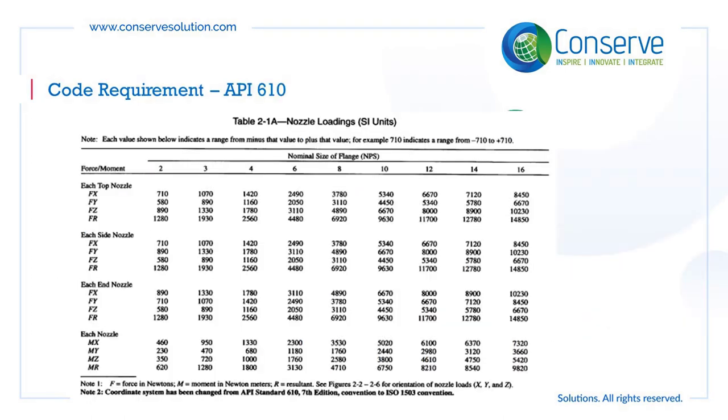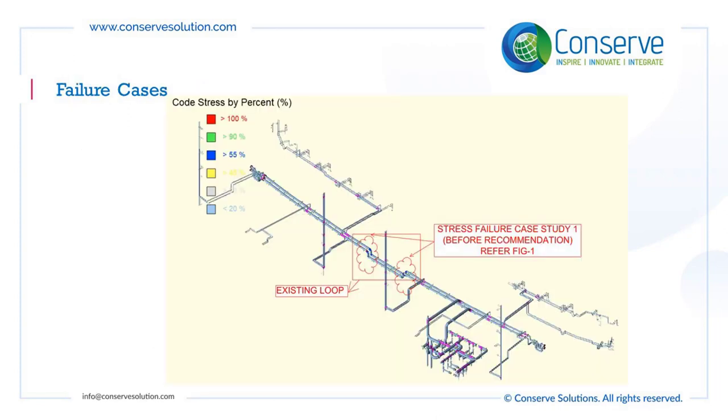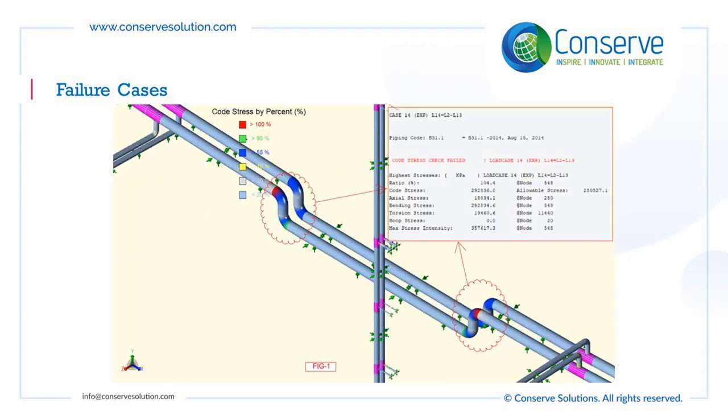For nozzle load limits, here is an extract from API 610, which provides allowable loads for different sizes of the nozzle in the pump and for different diameters. The software will evaluate the stresses and compare with API 610 values. Stress analysis is done on this particular piping network using CAESAR II software, which is popularly used in the industry. And we have observed failures in a few locations, which are shown in the cloud. Here is an enlarged plot of the areas of failure.